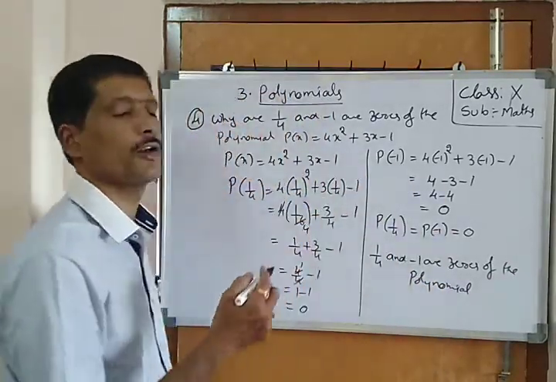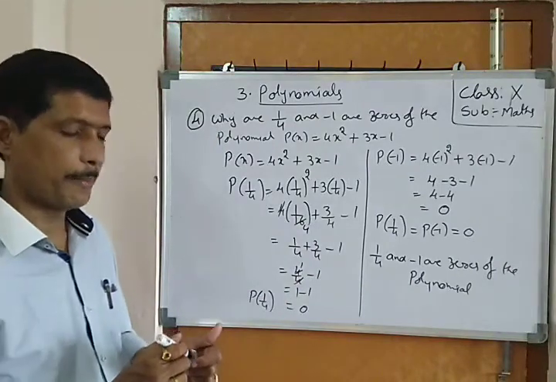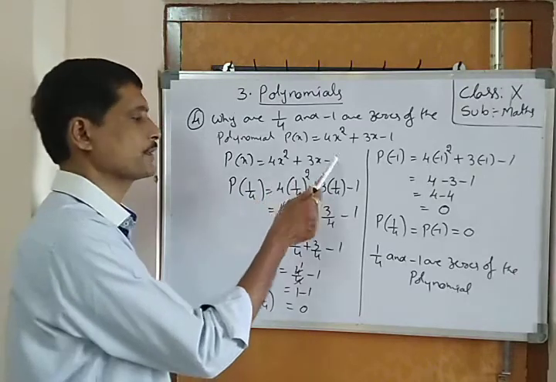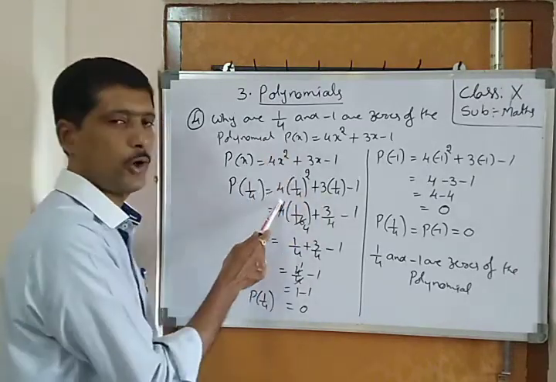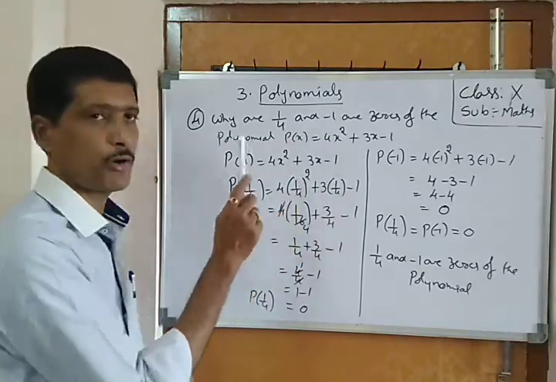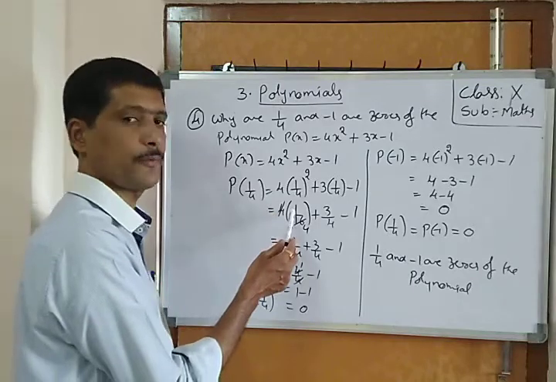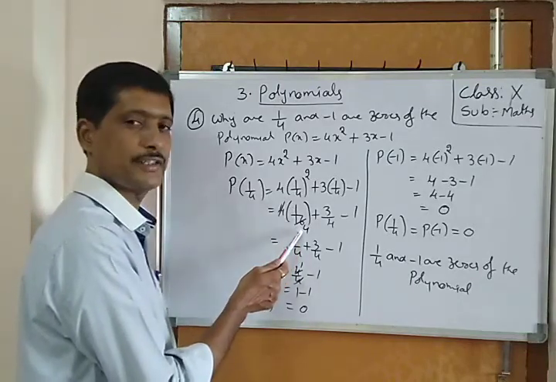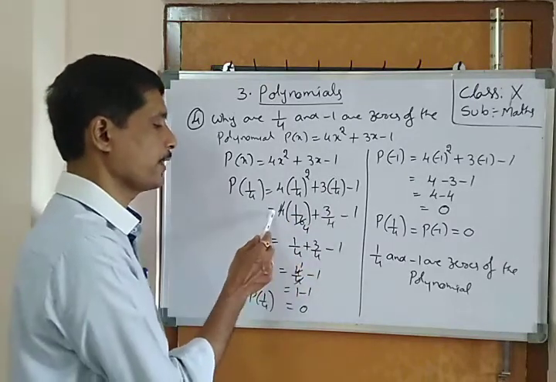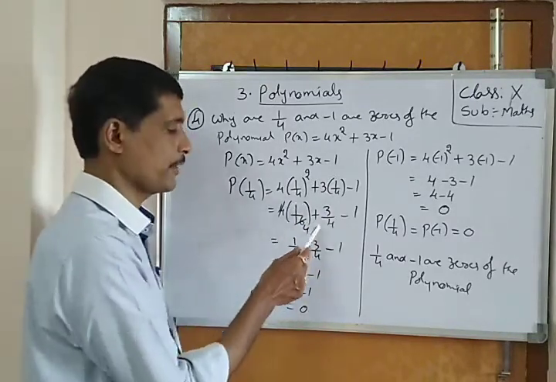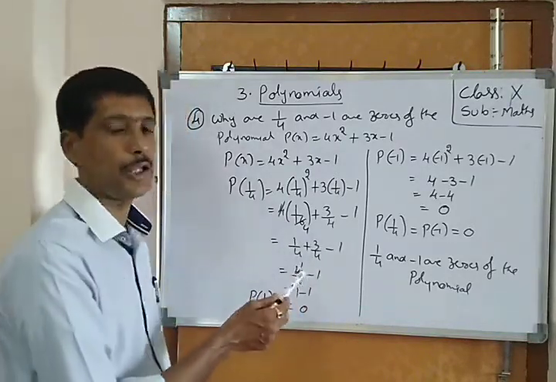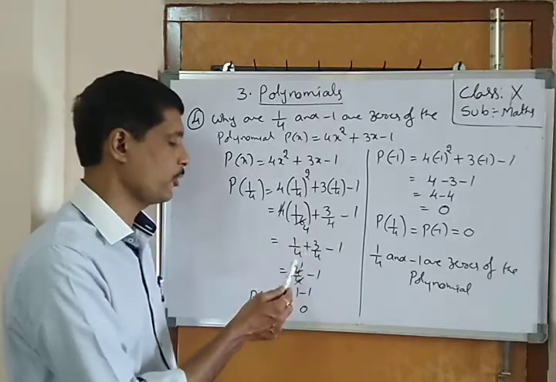Polynomial, that is P of x equal to 4x square plus 3x minus 1. One more time see. Here P of x equal to 4x square plus 3x minus 1. P of 1 by 4, 4 into 1 by 4 whole square plus 3 into 1 by 4 minus 1. Here 1 by 4 whole square, 1 by 4 into 1 by 4, that is 1 by 16. Here 4 in 16, that is 4 times, plus 3 into 1 by 4, that is 3 by 4 minus 1. Here remaining is 1 by 4 plus 3 by 4 minus 1. 1 by 4 and 3 by 4 both are like fractions. By denominators both are same only. Therefore adding numerators 1 plus 3, that is 4 by 4.